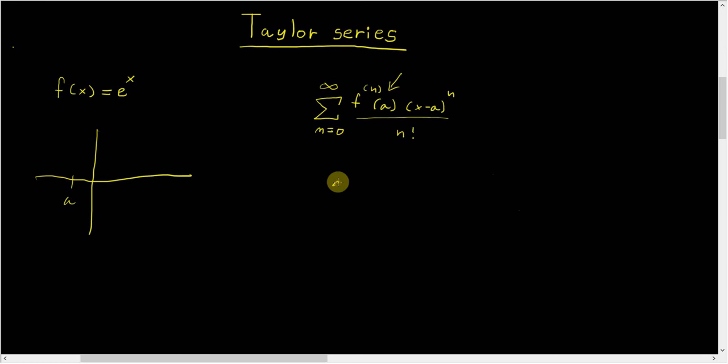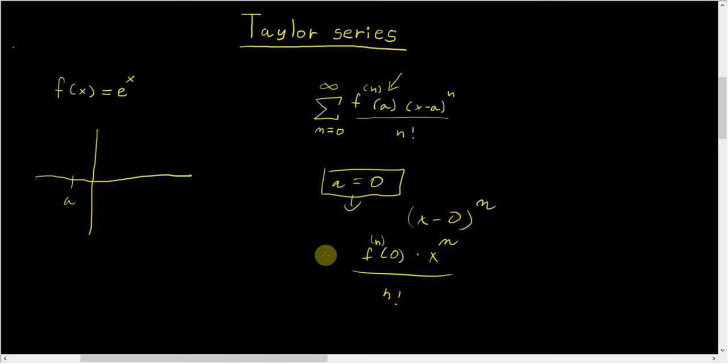For Maclaurin series, A equals 0. So basically you would have x minus 0 to the nth power, which is always going to be just x to the nth power, and you would just simplify the whole expression as so. So you have a much simpler expression. You only have to evaluate the function and obviously all of its derivatives at the point 0, and you just have the various powers of x.